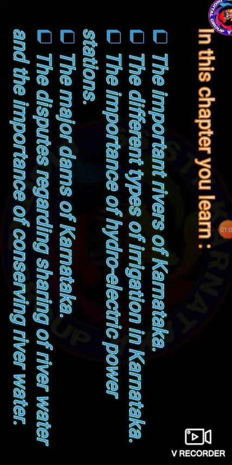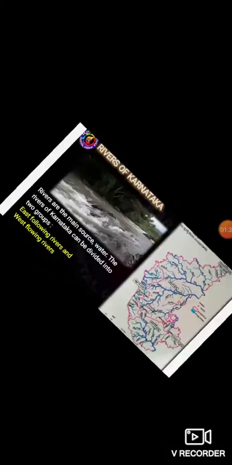So this is the third point. And then the fourth one, the major dams of Karnataka. What we have seen about the major dams in Karnataka. And the next one, the dispute regarding the sharing of river water and the importance of conserving river water. So these are the main objectives we have to study in this chapter. Okay, let me see one by one, the important rivers of Karnataka.